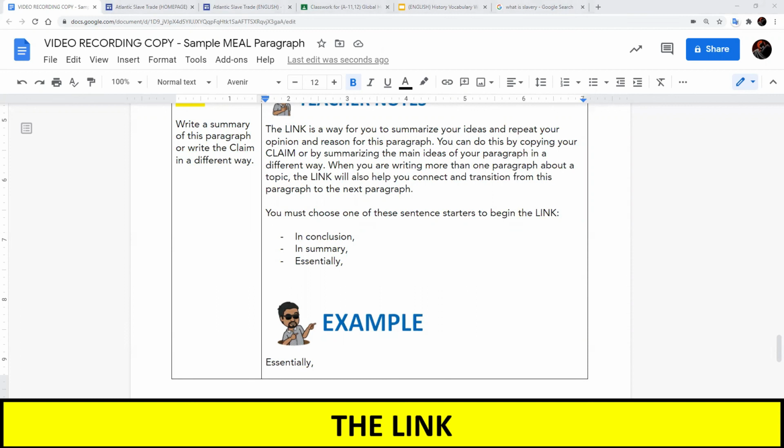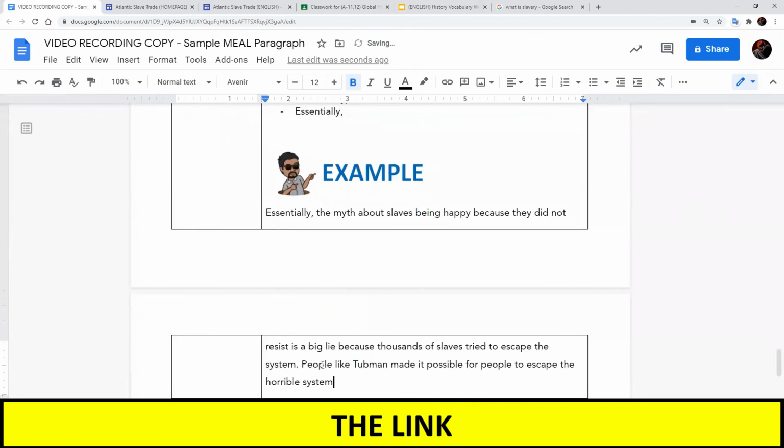You can do the claim in a few different ways. The example I'm showing right here is giving a summary in your own words about what the paragraph was about. So here it says, essentially, the myth about slaves being happy because they did not resist is a big lie, because thousands of slaves tried to escape the system. People like Tubman made it possible for people to escape the horrible system, right? So you've basically summarized what you discussed, and that is all. Then this link is completed.